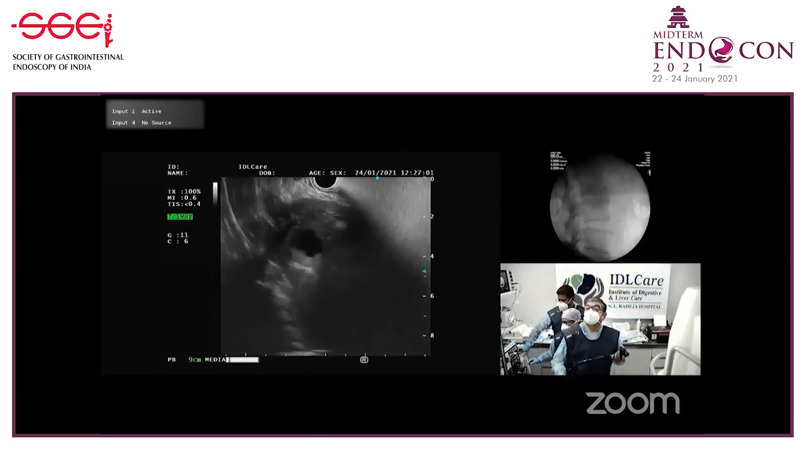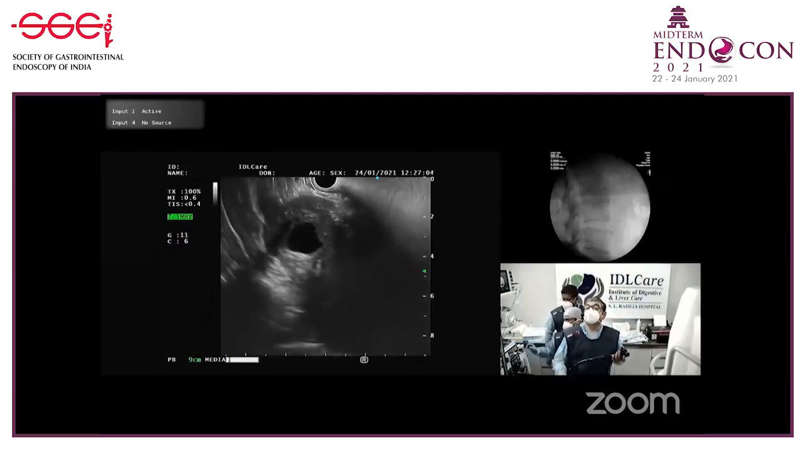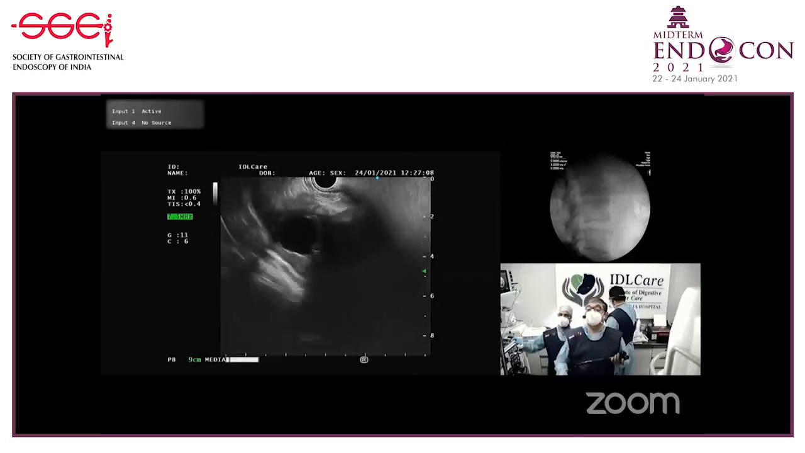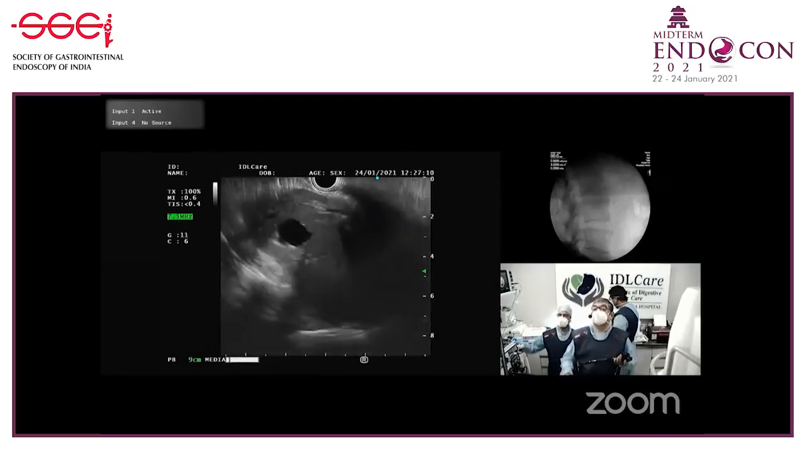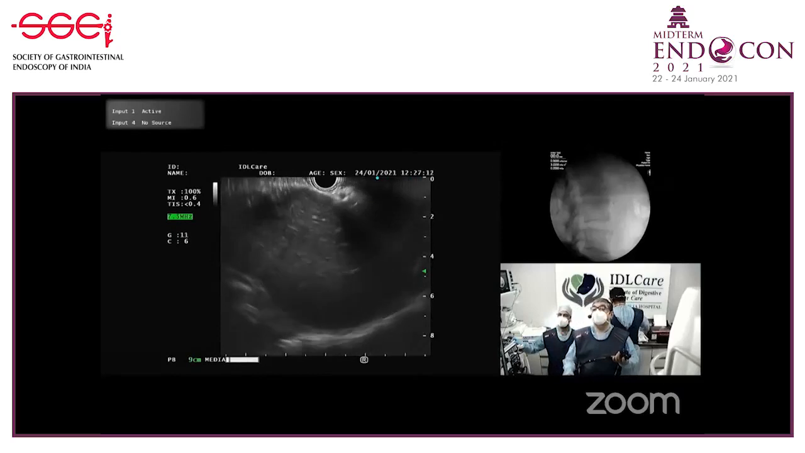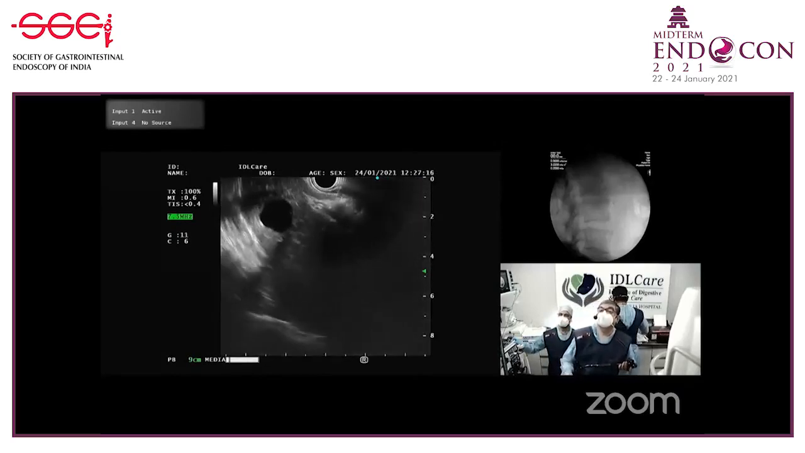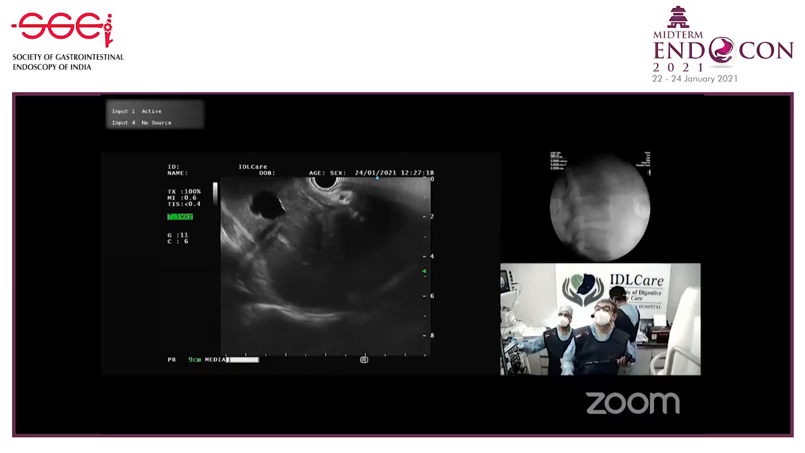So this is the segment 3. You see hugely dilated left intrahepatic radical, hugely dilated. Then we come down, trace it, or it could be a cyst. Huh? Very interesting case. It could be a cyst.